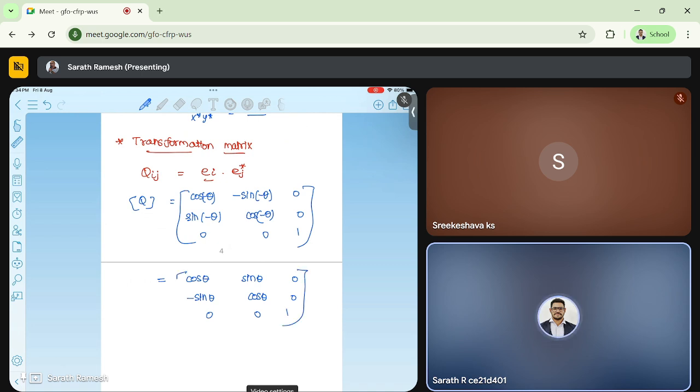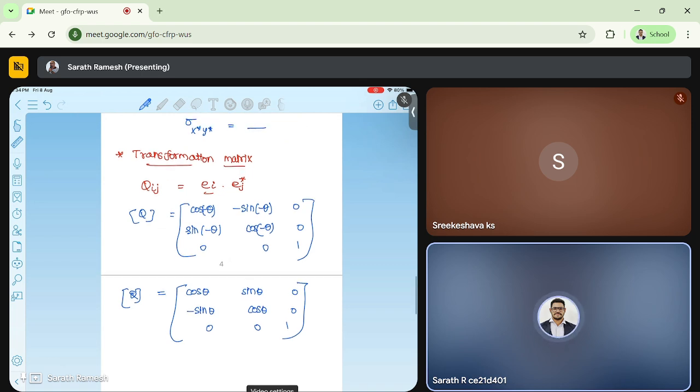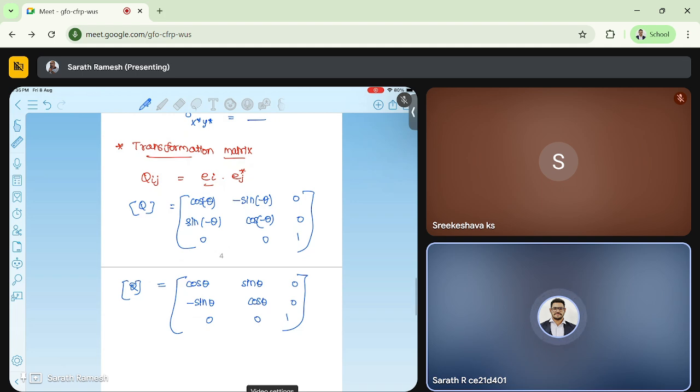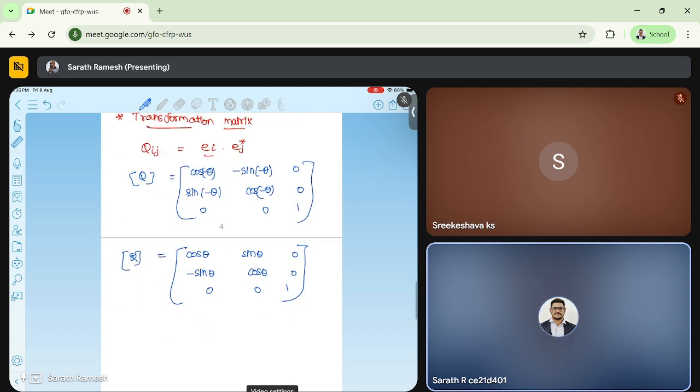So there is a change in the transformation matrix. This is the transformation matrix for clockwise rotation. Whatever we derived before was for anti-clockwise rotation. There's a small change. The change is the negative sign. Here, Q became Q transpose, right? When we change from anti-clockwise to clockwise. Now we can solve the problem as usual.